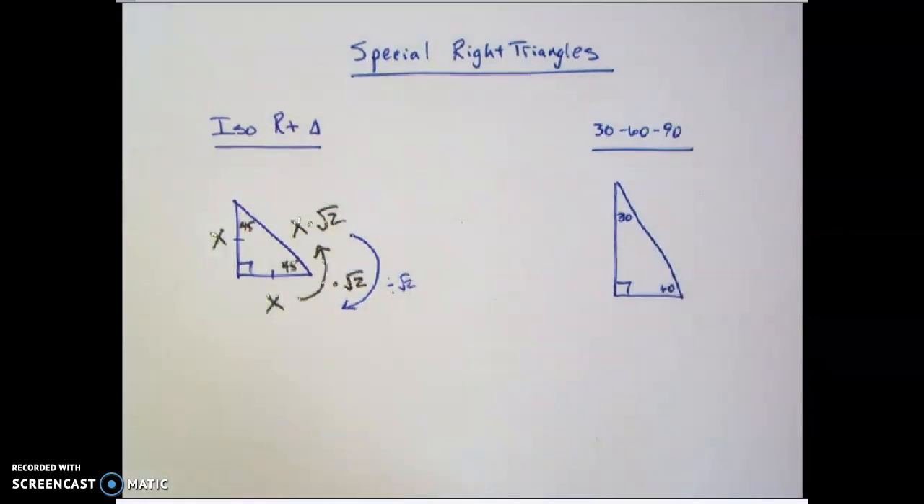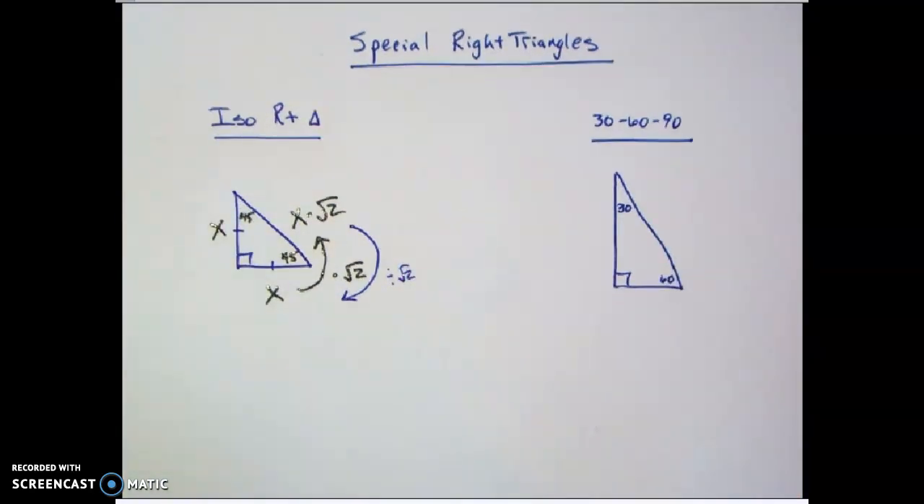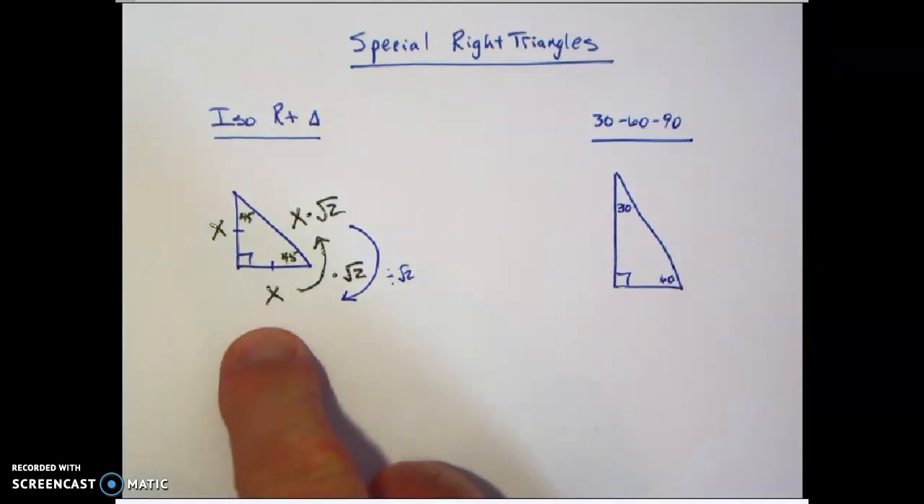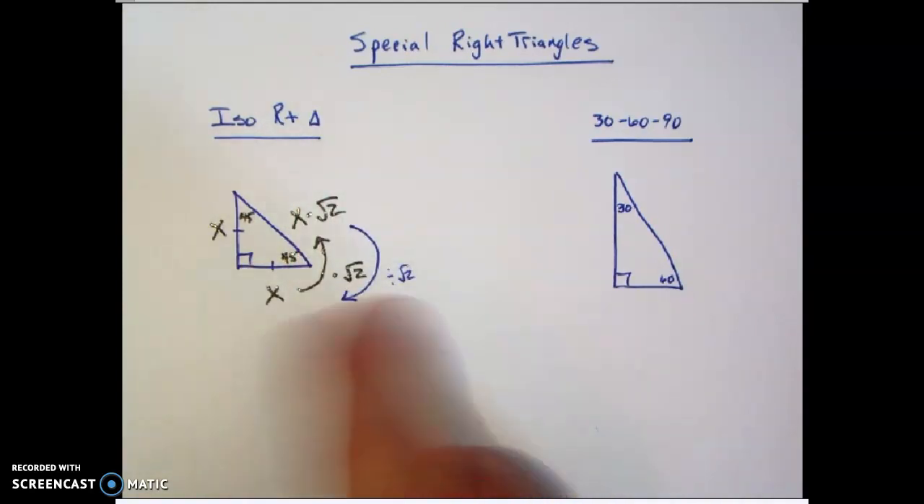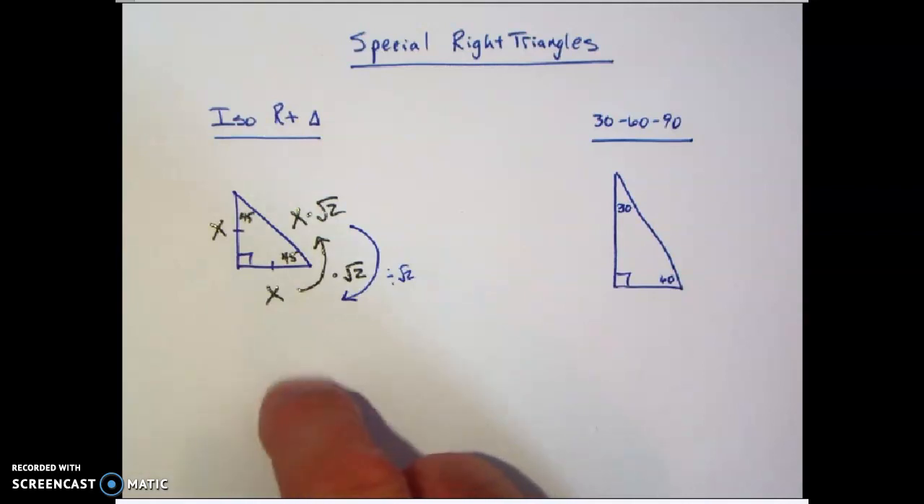This is one of our shortcuts that we're going to want to have on our note card while we're taking tests. We're going to want to have it handy while we're working on that IXL. It's all about recognizing, hey, I'm working with an isosceles right triangle. If I know the side, I can multiply by square root of 2 to get the hypotenuse. If I know the hypotenuse, I can divide by square root of 2 to find the leg.